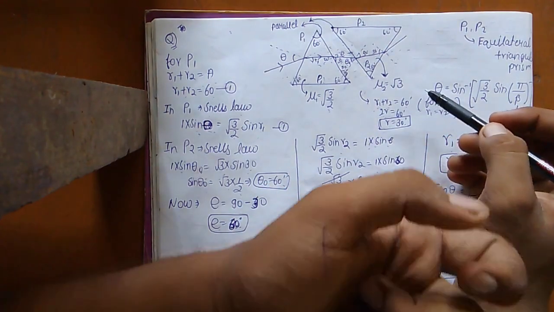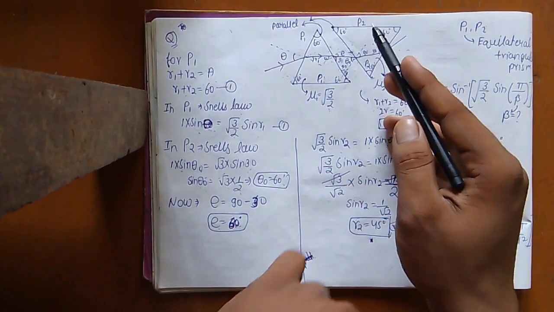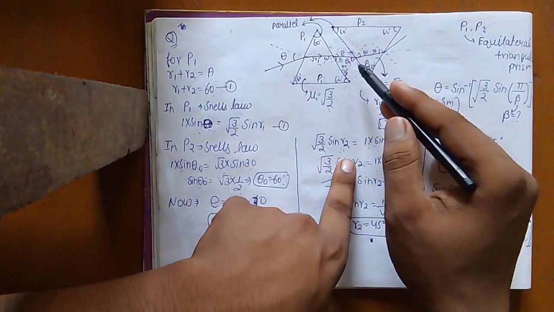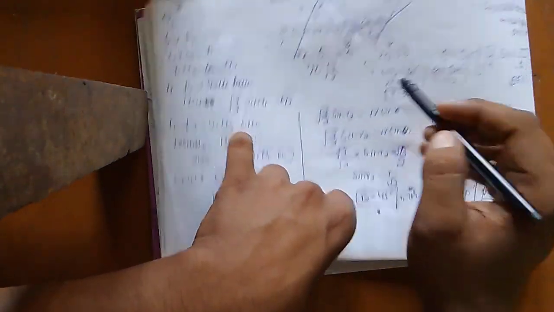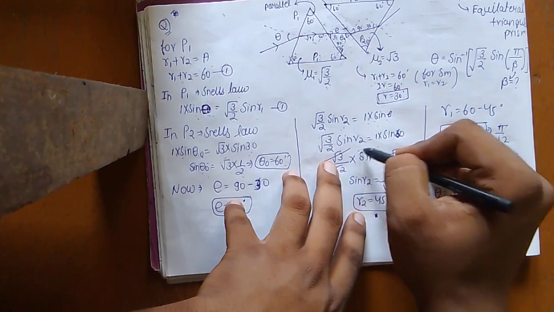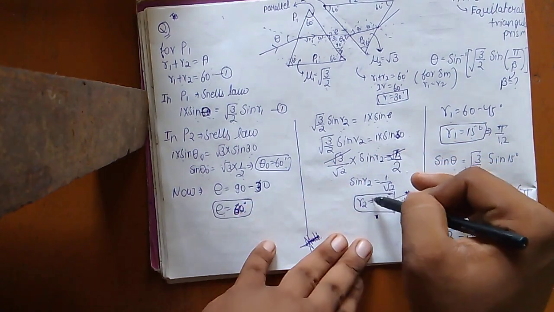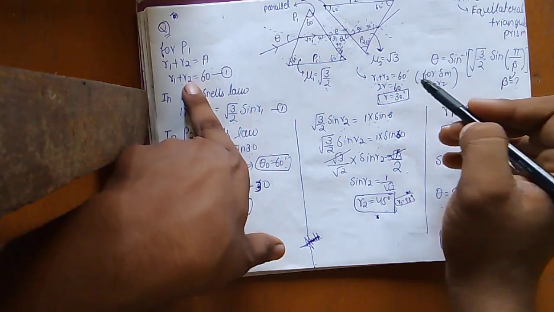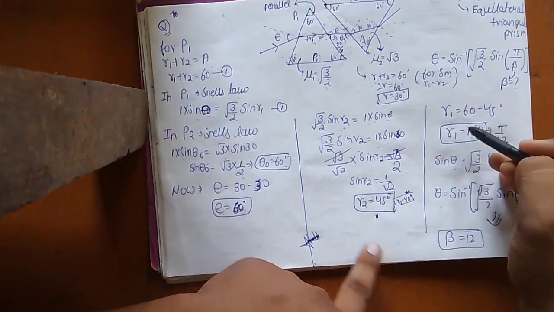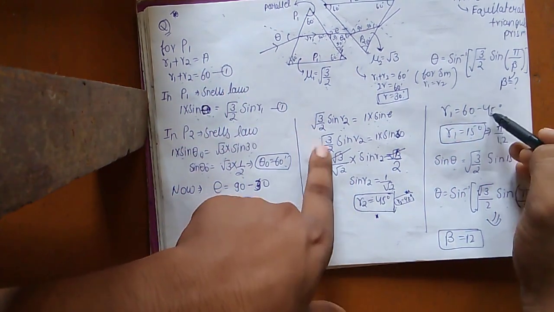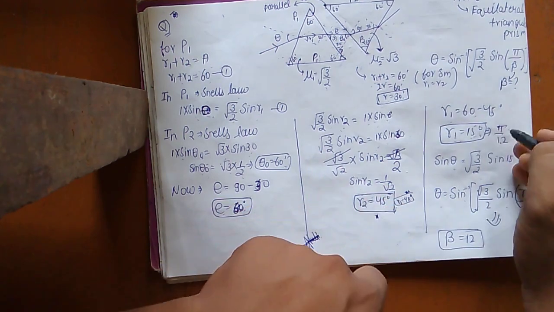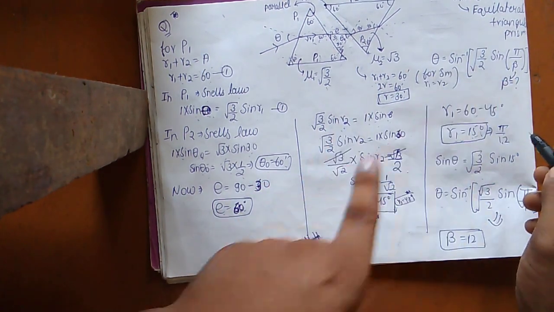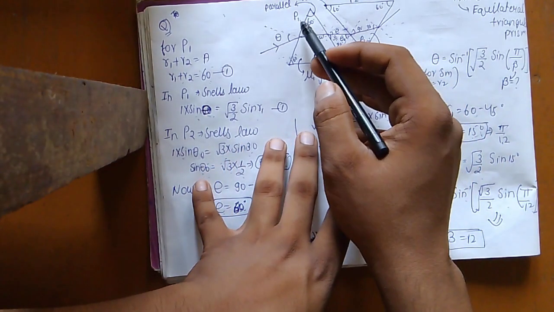Now applying Snell's law again at the first surface of P2, that is √3/2 into sin r2 equal to 1 into sin e, and from here I got r2 equal to 45 degrees. And from the first equation r1 plus r2 equal to 60 degrees, so r1 equal to 60 minus 45, means r1 equal to 15 degrees, so in radians I got r1 equal to π/12.